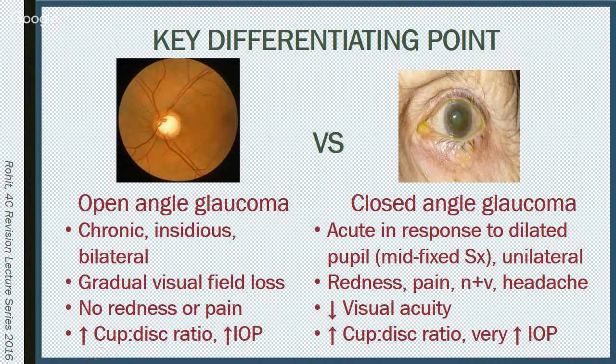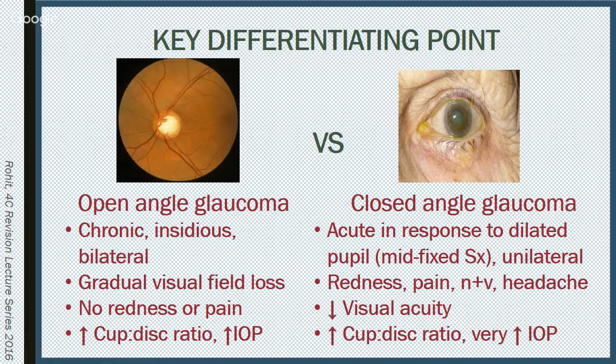So the key differentiating point between open angle glaucoma and closed angle glaucoma. Open angle is chronic, it's bilateral, it's insidious. You don't know it's there until it's too late. You kill kids on the road. And you have this gradual field loss that you don't notice, and increased cup to disc ratio. It should just be decreased. Anyway, whatever.